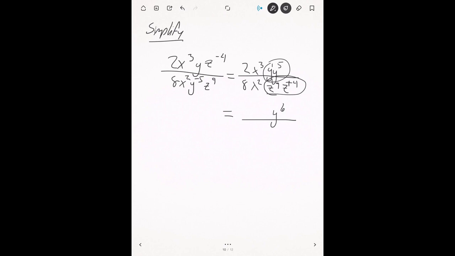Let's combine these. I have z to the 9th and z to the 4th. That's z to the 13th. And then I have x cubed over x squared. That's x to the 1st on the top. And then I pretty much just simplified all of the variables, and now the numbers can be simplified too. 2 over 8 is 1 over 4. And there we go. I've just simplified this.